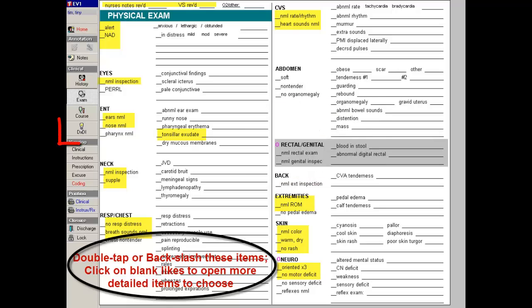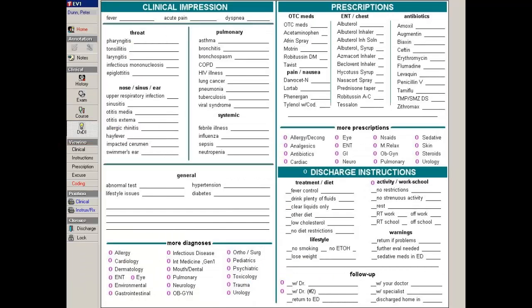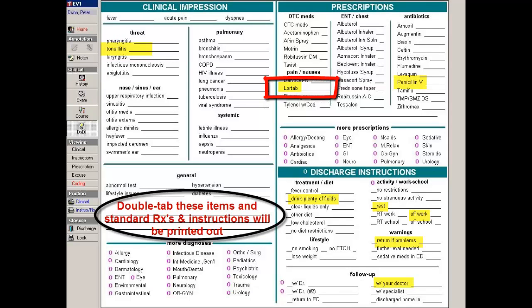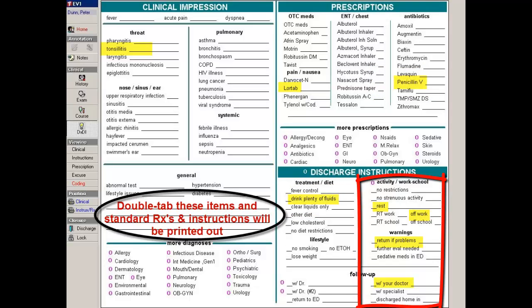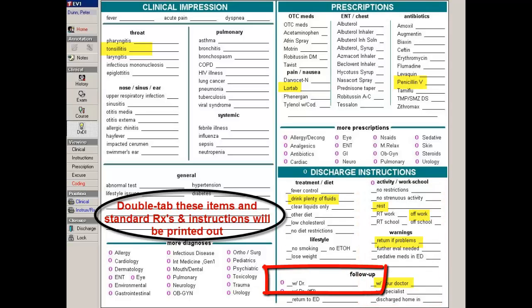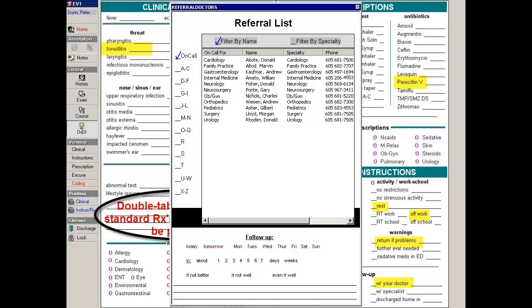Tap the DXDI button, tap tonsillitis, Lortab, penicillin, tap plenty of fluids, rest, off work, or tap the line to the right for more specifics. Tap return if problems, follow up with your doctor, or the line with doctor, and a list of the on-call and on-staff positions pops up to tap the desired doctor.